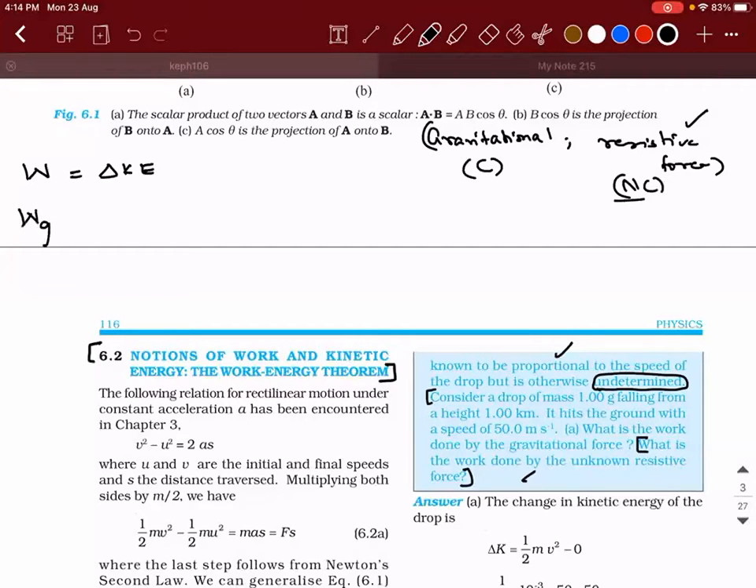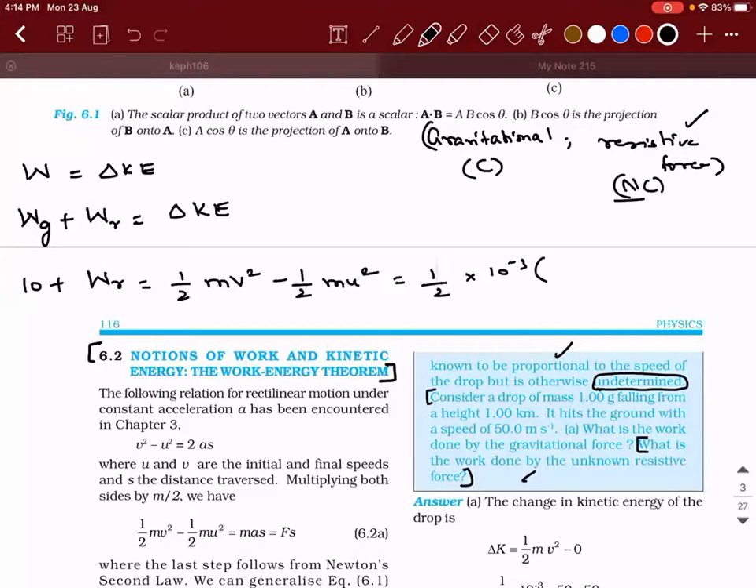So can I write work done by gravitational force plus work done by resistive force is equal to the change in kinetic energy? What is the work done by gravitational force? 10 plus the work done by the resistive force is equal to the change in kinetic energy, half mv square minus half mu square. This will be equal to half into 10 power minus 3 into v square, which is 50 square, minus u square, which is 0 square, because it is going to start from rest only.